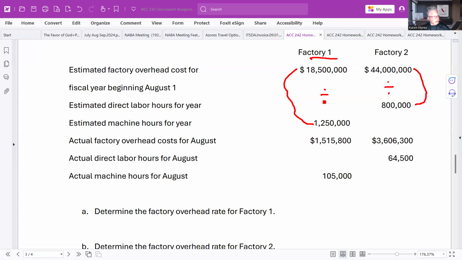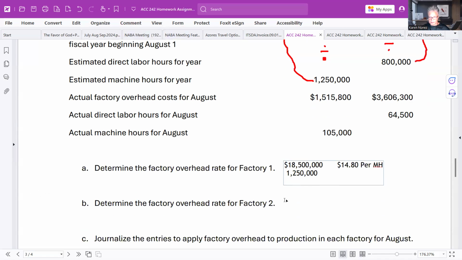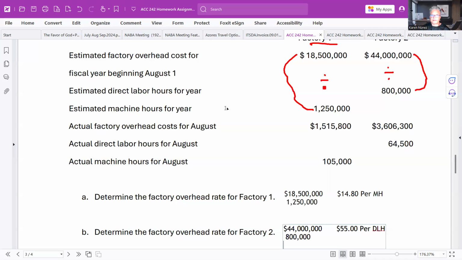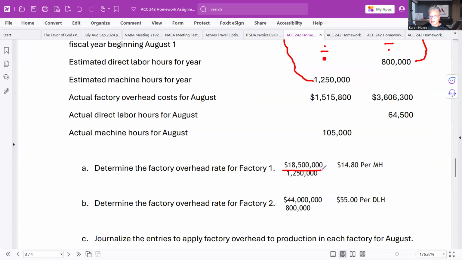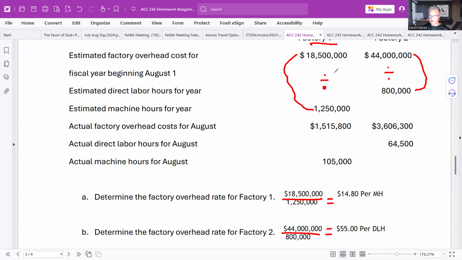So let's see. For factory one, we're going to need the 18.5 divided by the 1,250,000, which will be 1480. And let me get both of these in here and then I'll clean them up a little bit. And here's two. So the 18.5 divided by 1,250,000, the 44 divided by 800. We have a rate of 1480 per machine hour, a rate of 55 per direct labor hour. That's what we've got here, right?